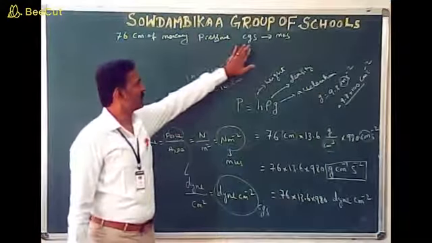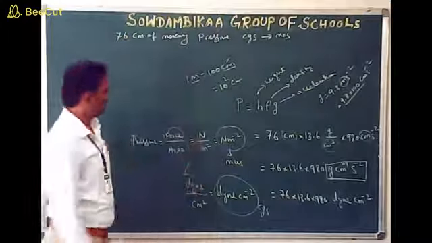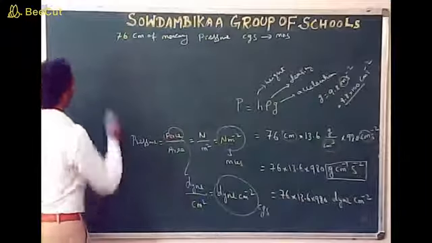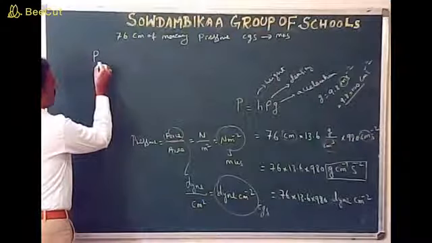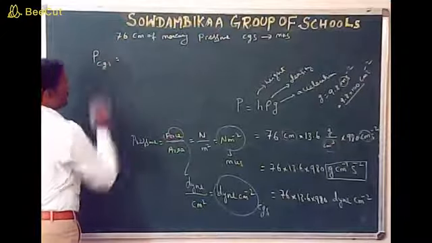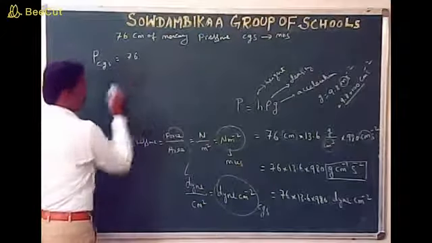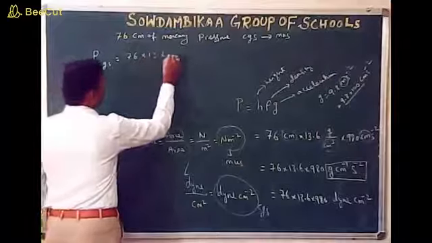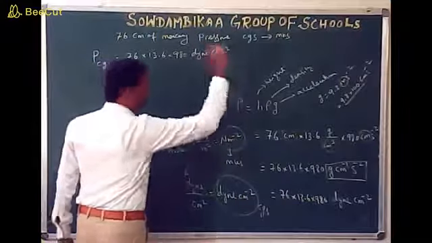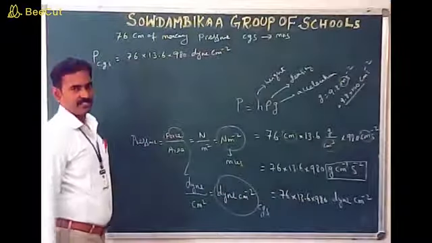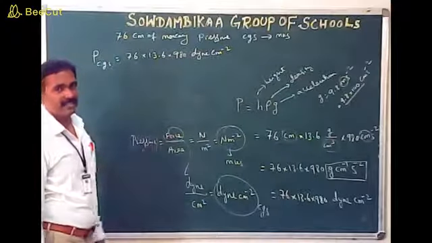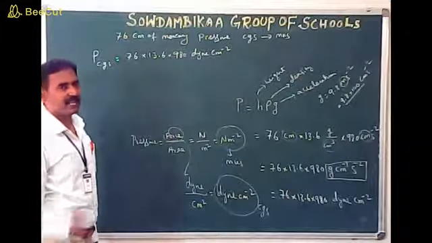Now it is the 76 centimeter of mercury pressure. Convert this value from CGS to MKS. That's the question. Pressure in CGS is equal to 76 into 13.6 into 980 dyne centimeter power minus 2. Now we are going to convert this pressure in CGS to pressure in MKS with the help of dimensional analysis. That's the application of the dimension.